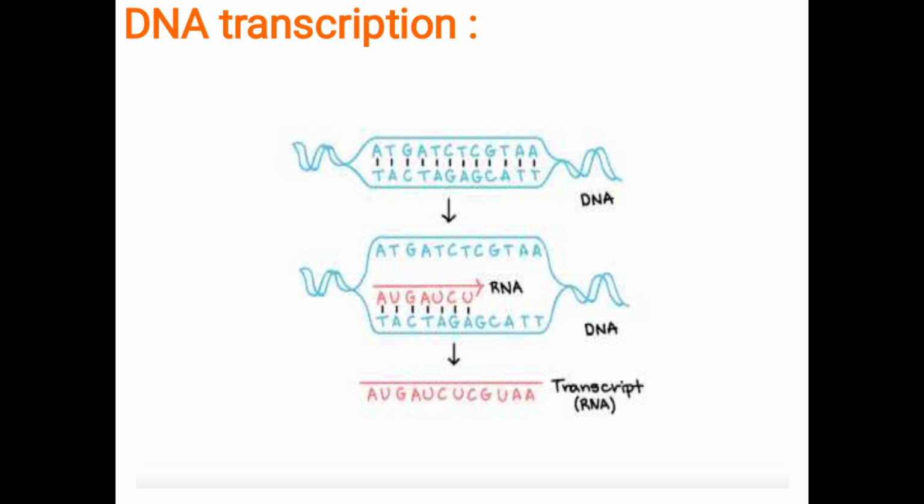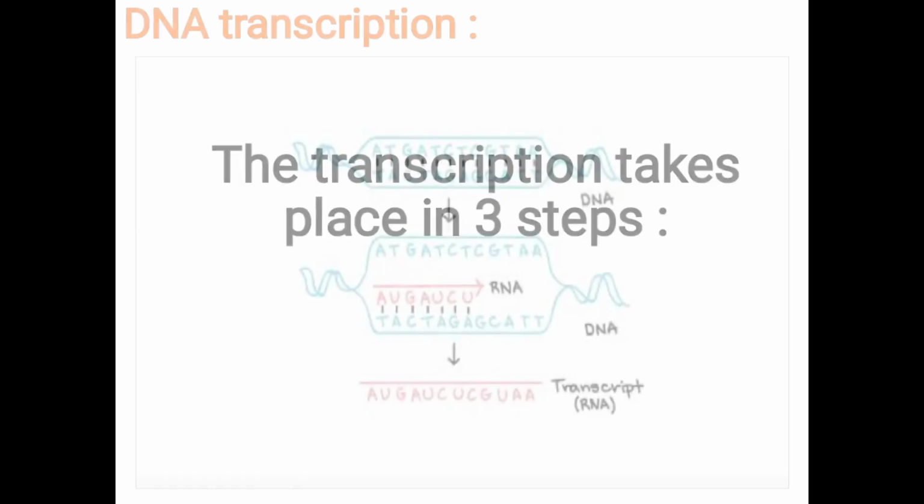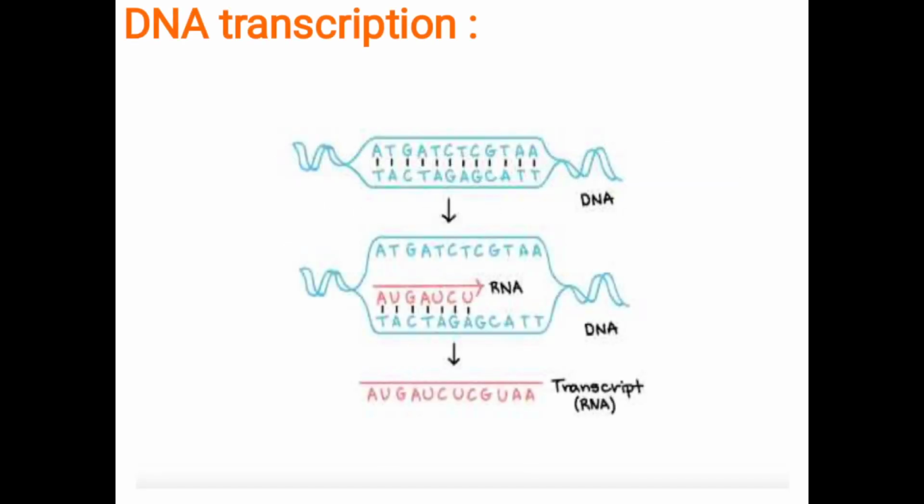DNA transcription, the second part. Transcription is the process in which a gene's DNA sequence is copied, or transcribed, to make an RNA molecule. RNA polymerase uses one of the DNA strands, the template strand, as a template to make a new complementary RNA molecule. Transcription ends in a process called termination.